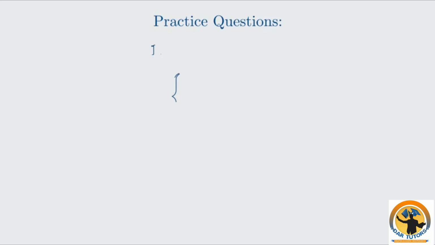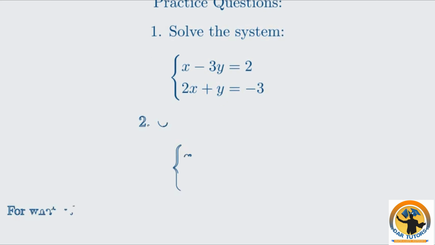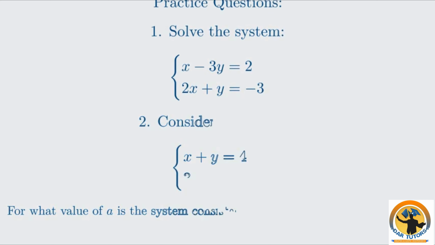Question 1. Solve the system of equations x minus 3y equals 2, and 2x plus y equals negative 3 using row operations. Question 2. Consider the system x plus y equals 4 and 3x plus 3y equals a. For what value of a is the system consistent? For this value, find the solution set.